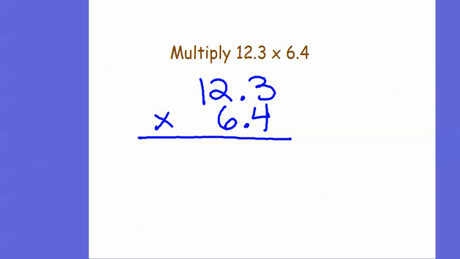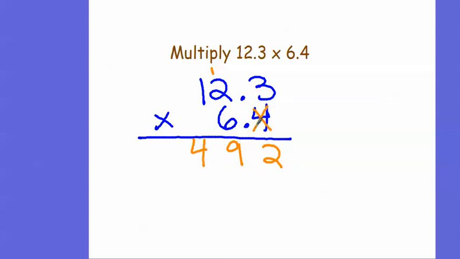Starting with our tenth place value, we've got a 3 and the 4 in the tenth place value. 3 times 4 is 12. Write the 2, carry the 1. 2 times 4 is 8, plus 1 is 9. 1 times 4 is 4. Perfect, we've multiplied by that 4.